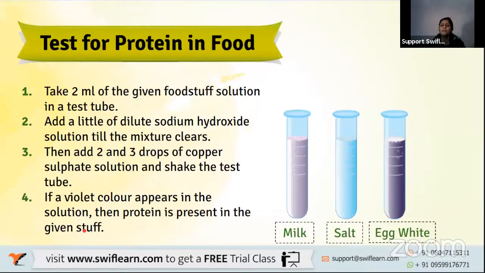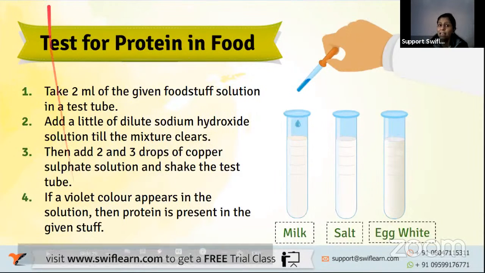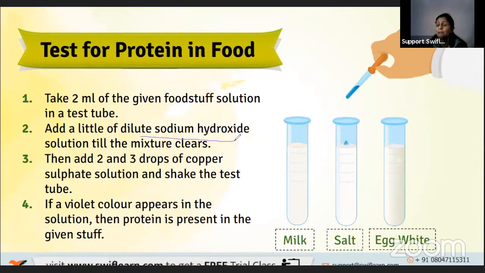Now what you have to do: you have to take 2 ml of the foodstuff solution. There is a solution that you have to make, and then you have to take it inside the test tube. What all is to be added inside it? You have to add dilute sodium hydroxide.